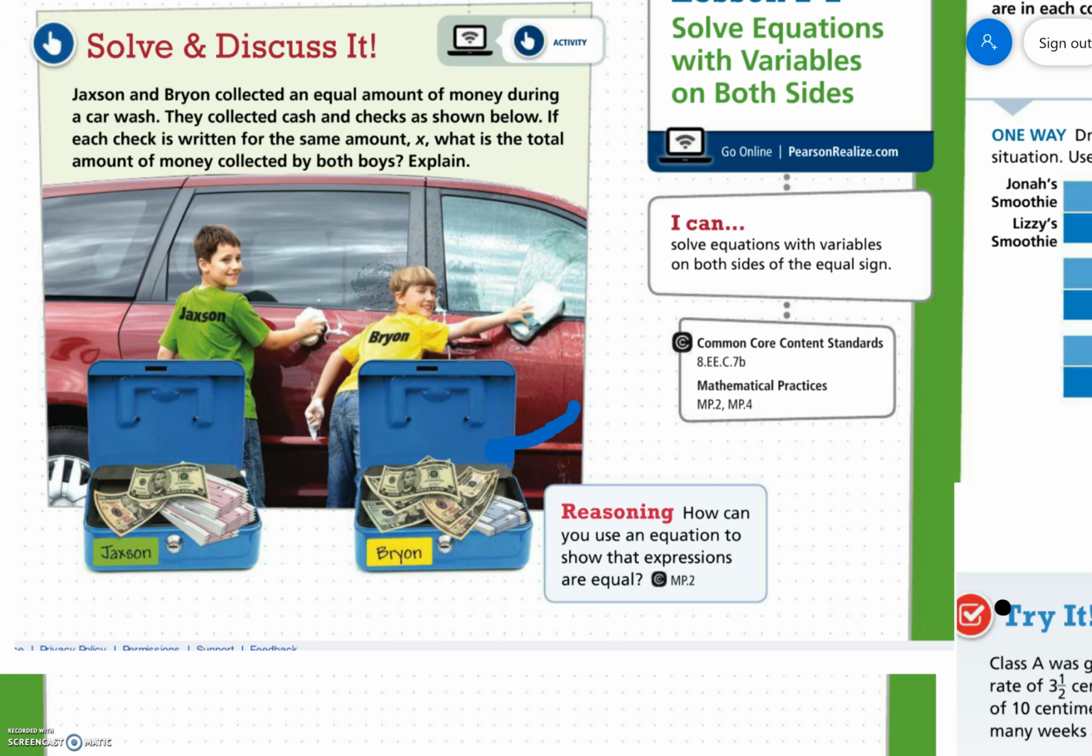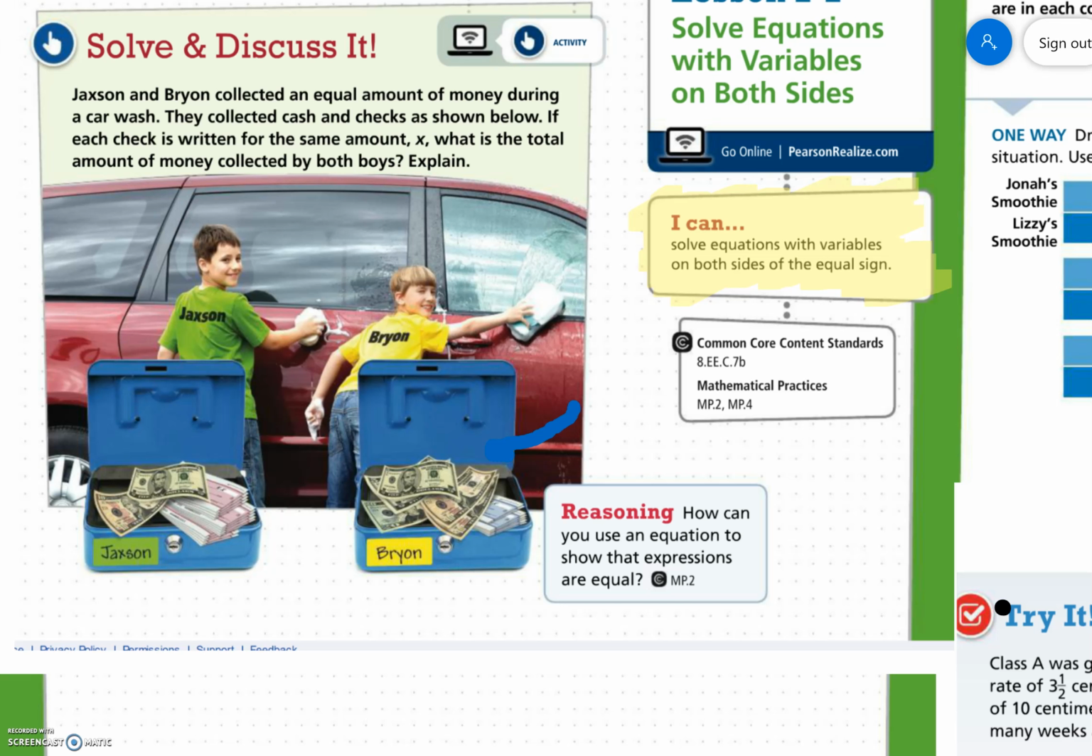Remember, last lesson was about solving an equation with a variable on one side, so we're just taking it one step further today. By the end of the lesson, I want you to be able to say, I can solve equations with variables on both sides of the equal sign. So let's solve and discuss it.